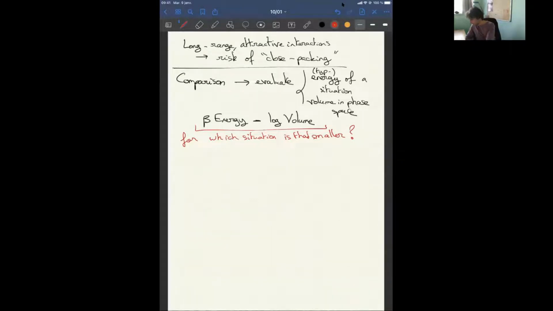And the moral of this is that computations of energy and volume are key. You can't just base your intuition on one and the other, right?